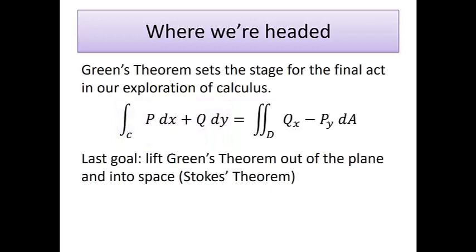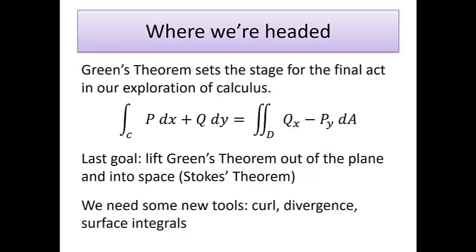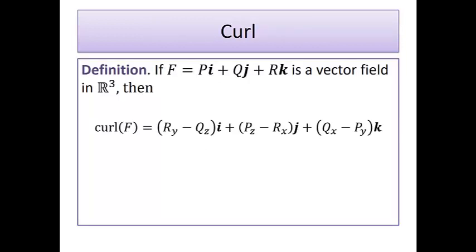And our last goal is to lift Green's theorem out of the plane and into space, and this is something called Stokes' theorem. So what we'll do is we'll want to relate a triple integral over a surface to a line integral around the boundary of that surface. But in order to do this, we're going to need some new tools: curl, divergence, and surface integrals. And so in this section, 16.5, we're going to talk about curl and divergence. And we'll get into surface integrals in the next section. So let's start with curl.